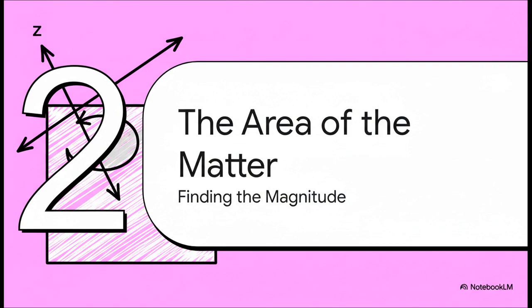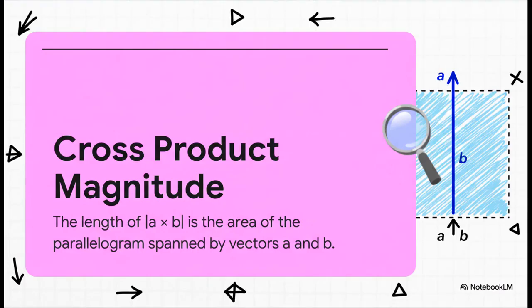First up, we've got to figure out how long it is, or, as we say in math, what's its magnitude. Now, this is the really beautiful part. The length of this new vector isn't some random abstract number. It has a real visual meaning. The magnitude of A cross B is exactly the area of the parallelogram that you could draw using vectors A and B as its sides. So, the more spread out those two original vectors are, the bigger the area of that parallelogram, and the longer our new vector is going to be.